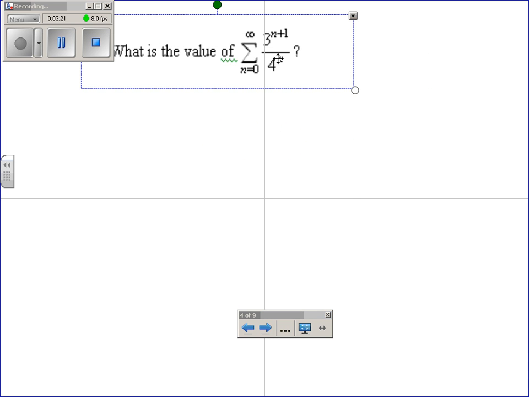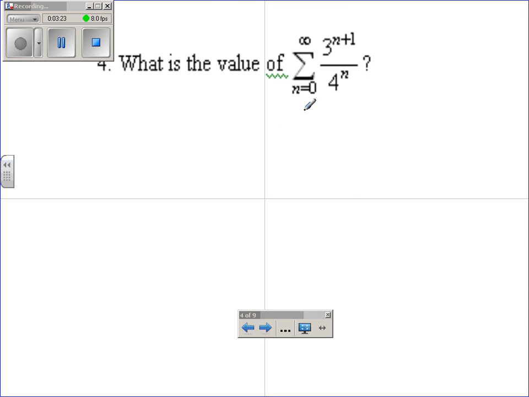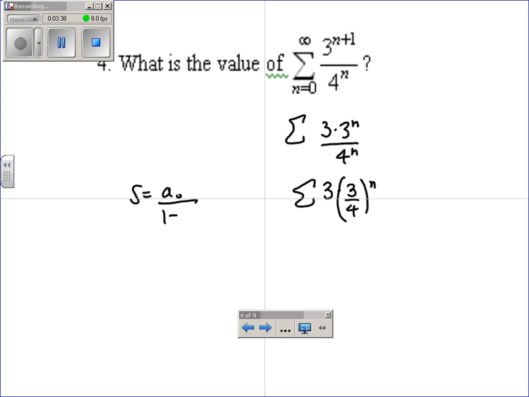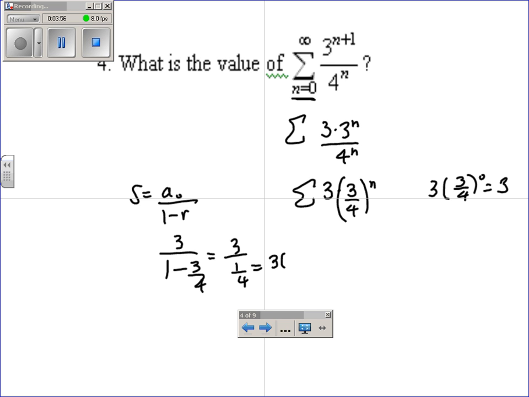This, luckily, is a geometric series, and so we can rewrite this as 3 times 3 to the n over 4 to the n, which is the same as 3 times (3 over 4) to the n. And so we know the sum is the first term over 1 minus r. And so here, look, n equals 0. So the first term would actually be 3 times (3/4) to the 0, which would be 3. And so 3 over 1 minus the ratio, which is 3/4. So 3 over a fourth is the same as 3 times 4, and that is 12.